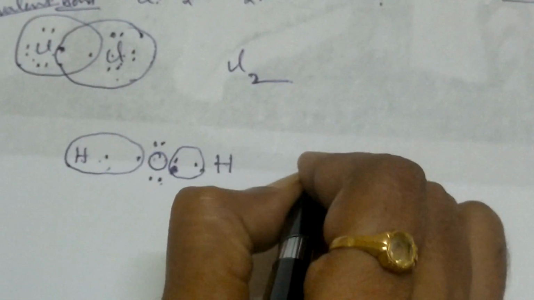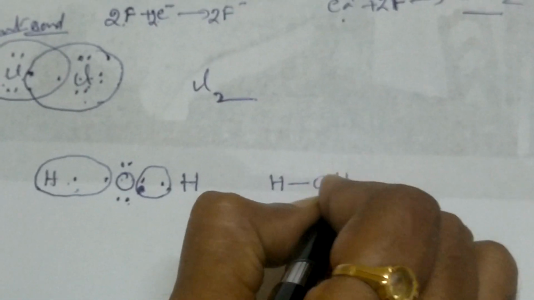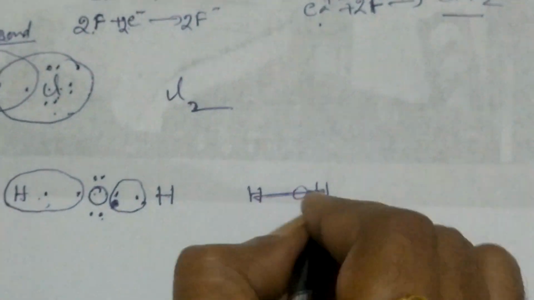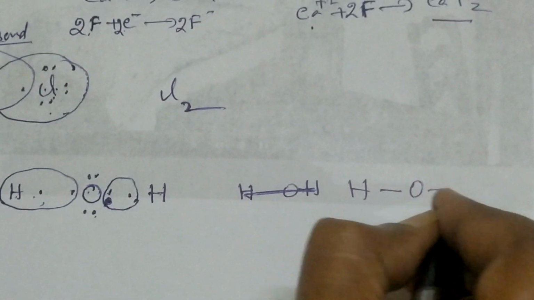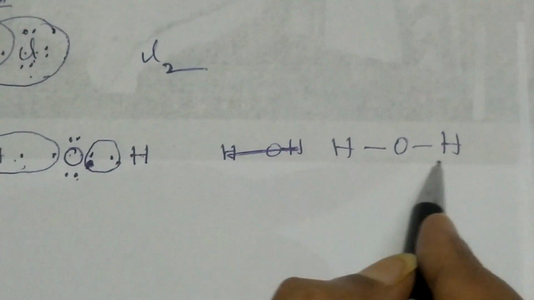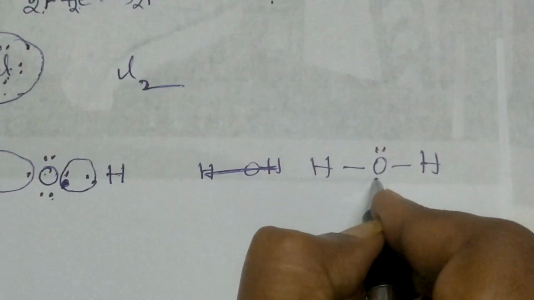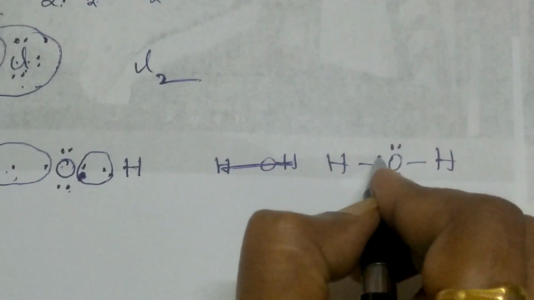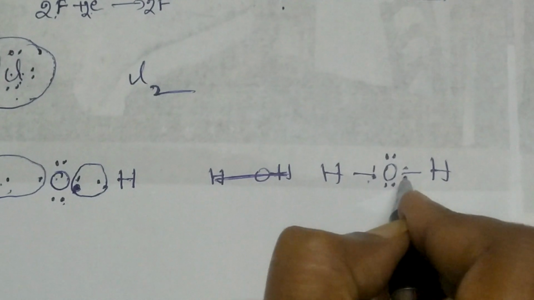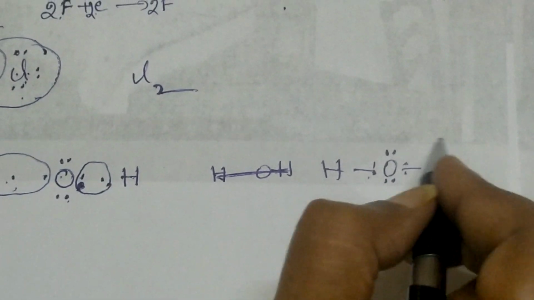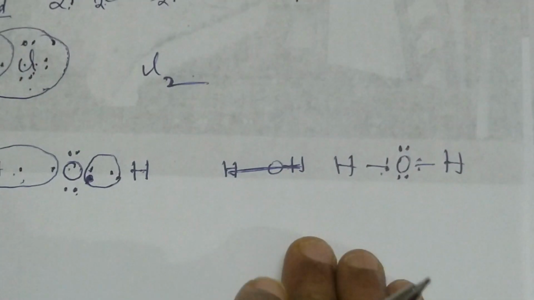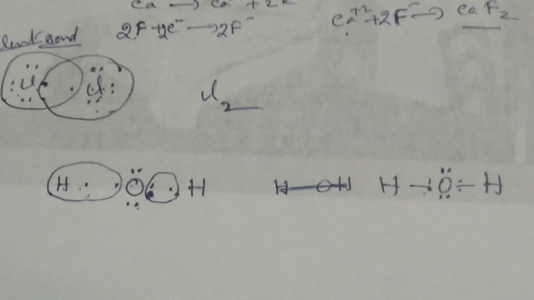This is HOH, but it is not linear. Bond angle and all we will see afterwards. I am writing like this just for the purpose of illustration, and there will be a lone pair here, two electrons, one hydrogen electron, and one oxygen electron. This is an octet. For hydrogen, two electrons give the helium structure. So both are stable. H2O is more stable. Okay, we will see some more tomorrow.